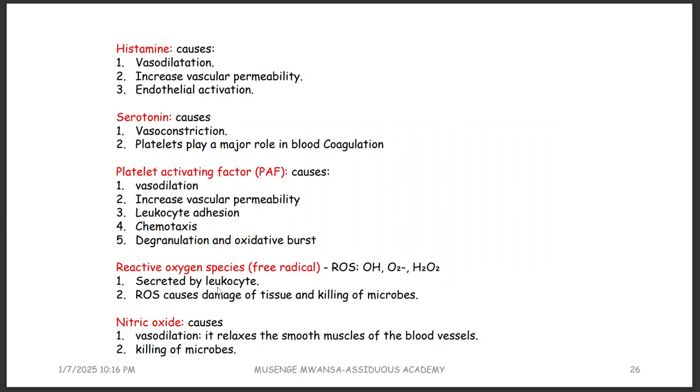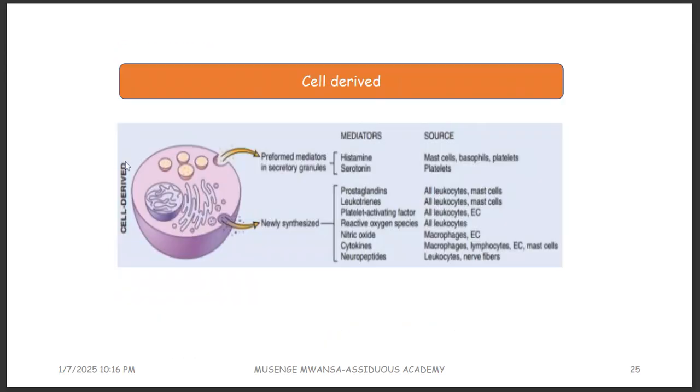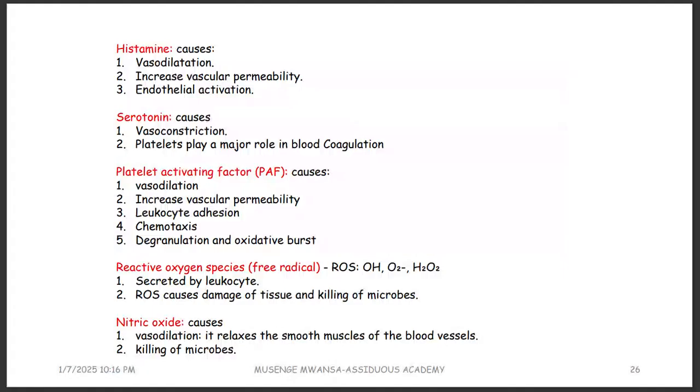Now this describes these different types of inflammatory mediators released by the cell and their function. Histamine increases vascular permeability, so it causes vasodilation. Serotonin does the opposite to histamine; it causes vasoconstriction. It plays a very important role in coagulation, stopping blood clots. Platelet activating factor also causes vasodilation like histamine, and it is chemotactic in nature also. Reactive oxygen species are there to kill microbes, like the superoxides. We also call them free radicals.